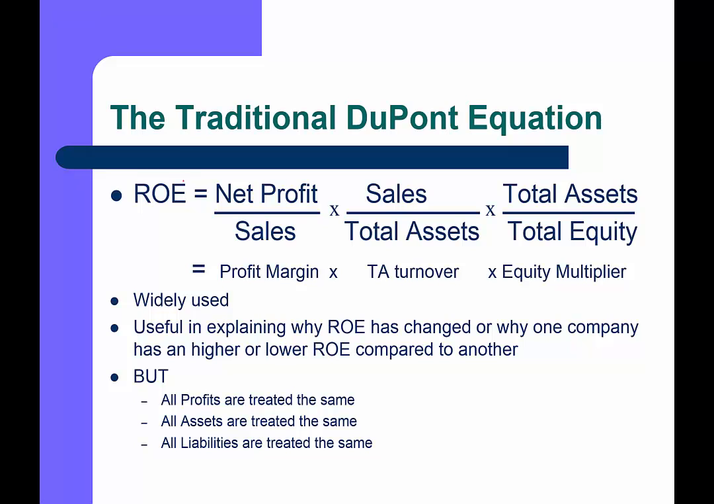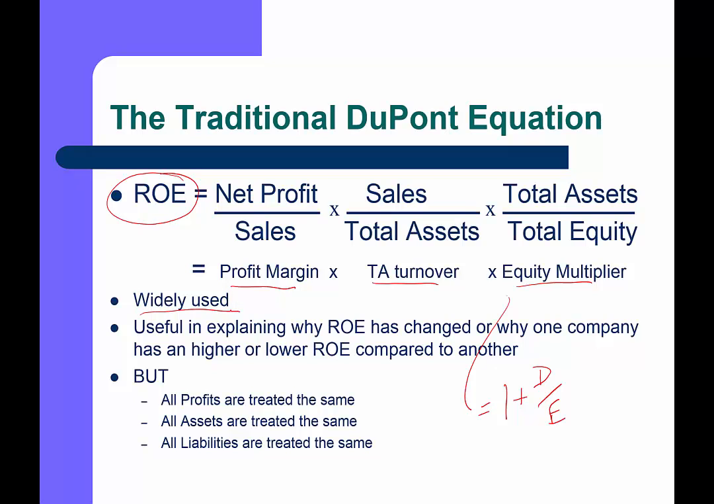Return on equity, return on book equity, the accounting measure of equity, is the profit margin, net profit divided by sales, times total asset turnover, sales divided by total assets, times the equity multiplier, total assets over total equity. And the equity multiplier is also equal to 1 plus the debt-equity ratio. Widely used. You're going to use it. We're going to use it.